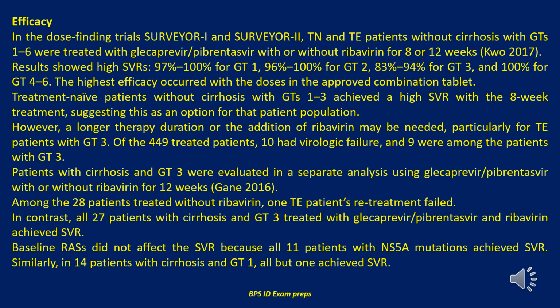Among the 28 patients treated without ribavirin, 1 treatment-experienced patient's retreatment failed. In contrast, all 27 patients with cirrhosis and genotype 3 treated with glecaprevir plus pibrentasvir and ribavirin achieved SVR. Baseline RASs did not affect the SVR because all 11 patients with NS5A mutations achieved SVR. Similarly, in 14 patients with cirrhosis and genotype 1, all but 1 achieved SVR.